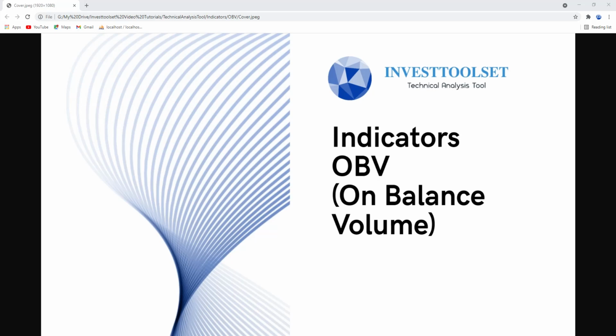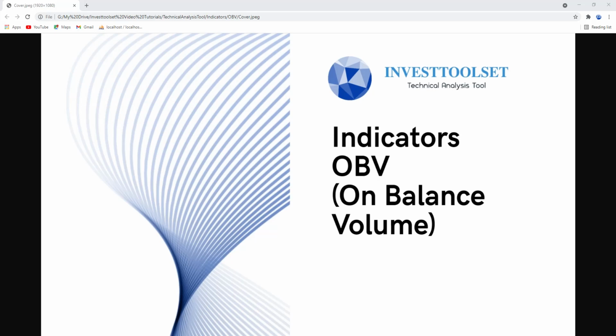In today's tutorial, we're going to introduce another technical analysis indicator, the OBV. The OBV stands for on-balance volume. In technical analysis, we all know volume is very important information for our analysis, because volume plays a significant role in moving price higher and lower.